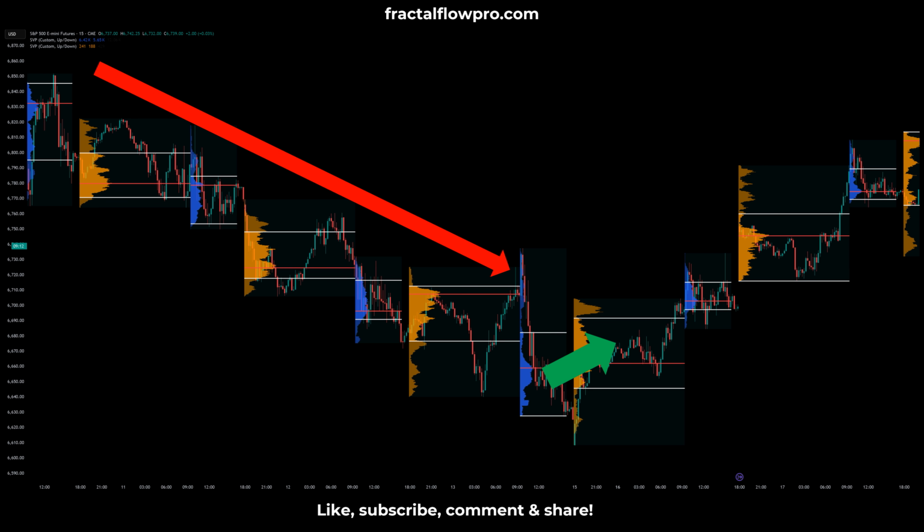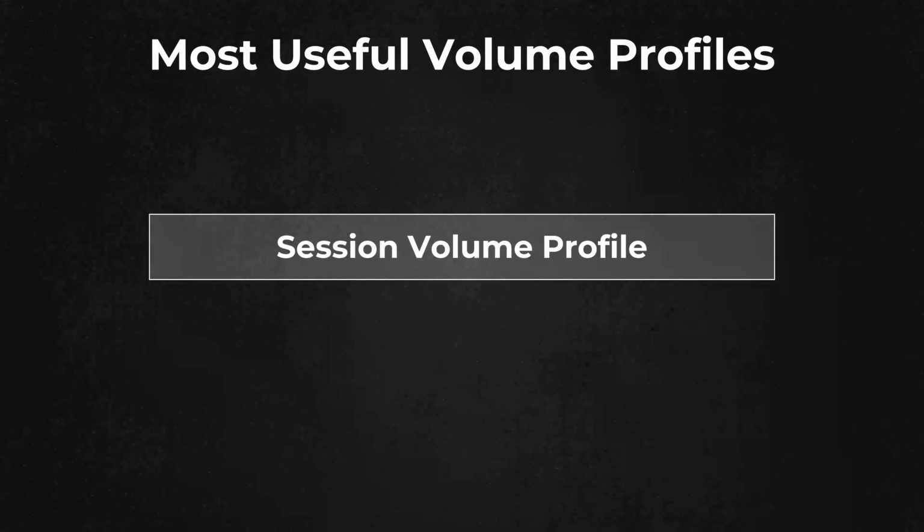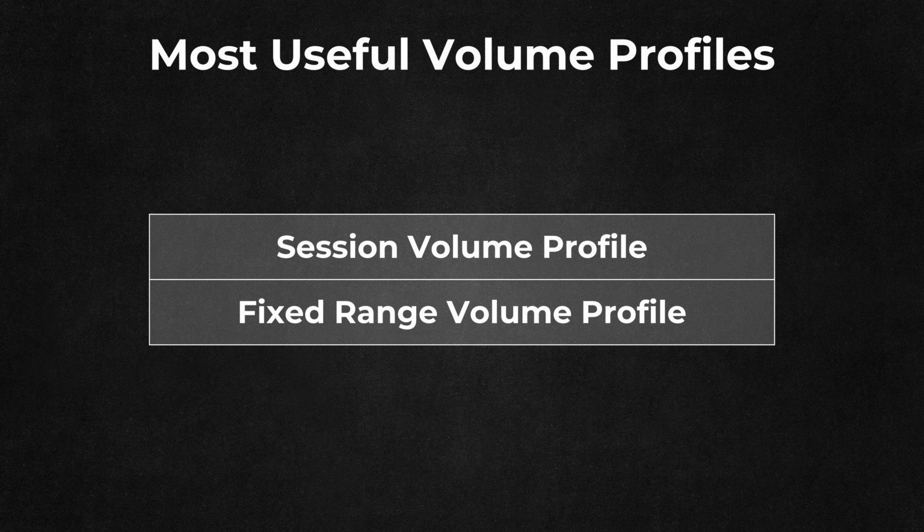Before we start using the volume profile, it's important to understand the different types of profiles and how to set it up correctly in TradingView, because the default settings are not ideal. There are several types of volume profiles available, but in my opinion, the two most useful are the session volume profile, which calculates the profile for each trading session, and the fixed range volume profile, which allows you to analyze the profile of a specific range of price action of your choice.